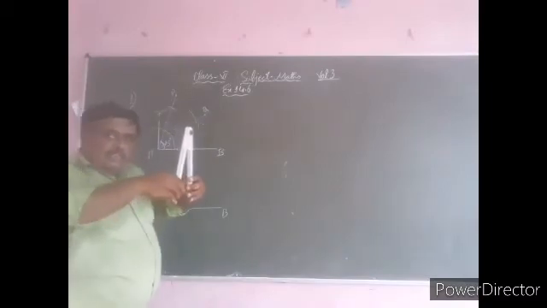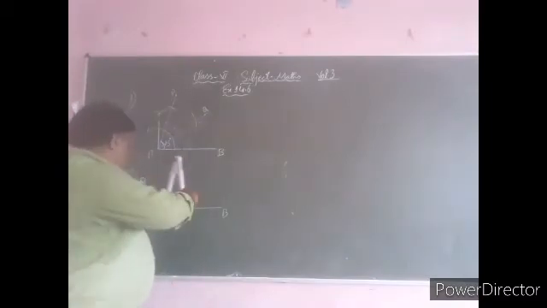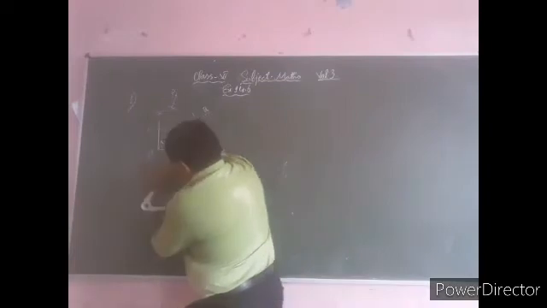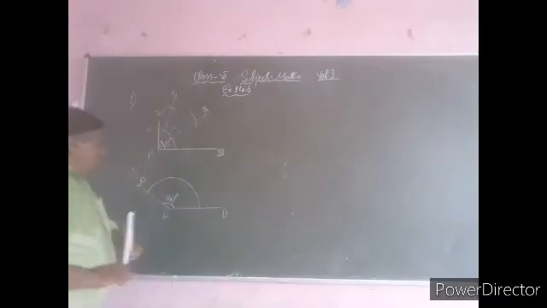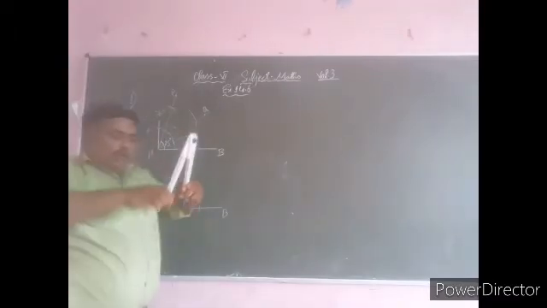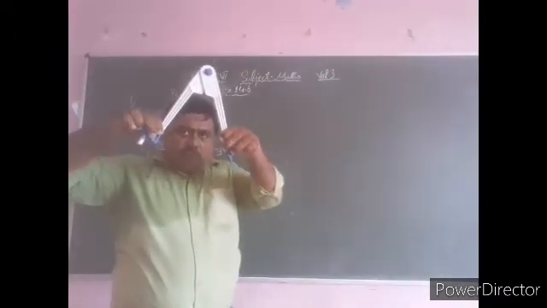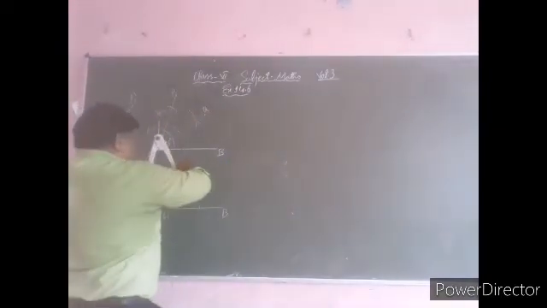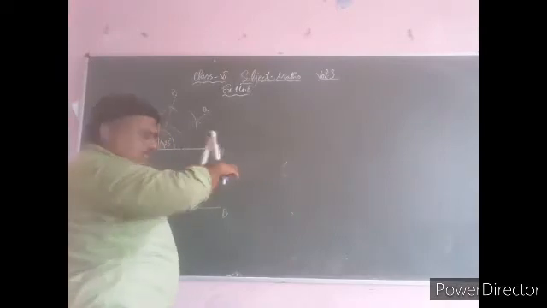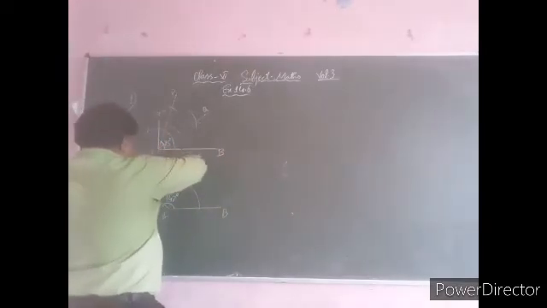Take any radius and draw an arc. In this way, draw an arc. You can increase or keep the same radius. Better you increase the radius. They should intersect each other.